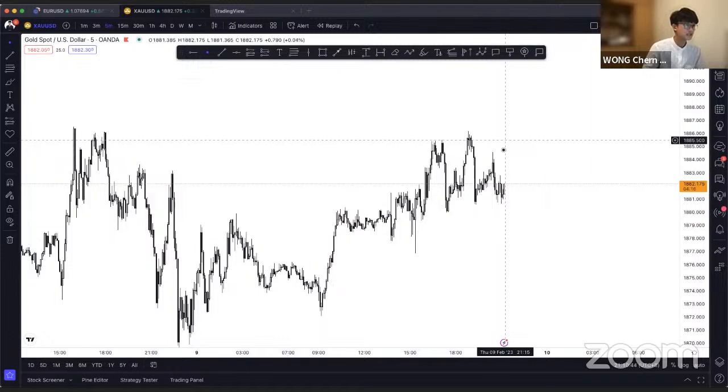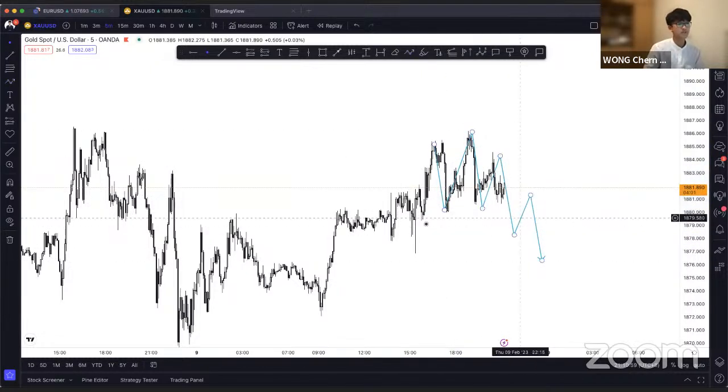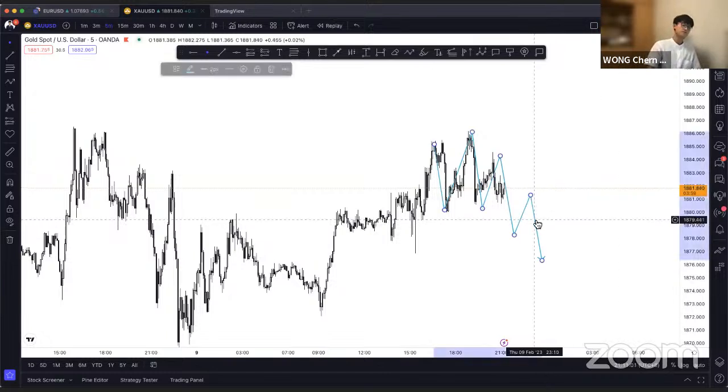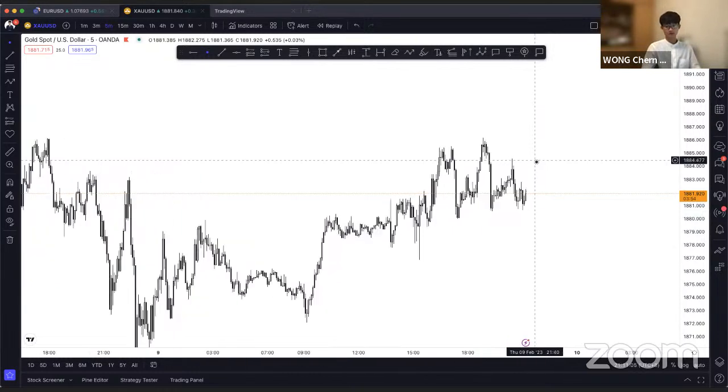Then we can see that price rejected and is in some kind of range currently. This doesn't seem like a very nice range. Price is moving in such a consolidatory fashion. We might see price start to break the lows and hit down, but we will see how the news moves.